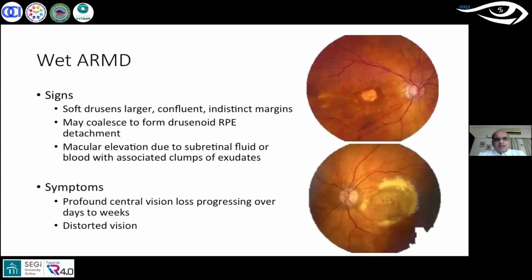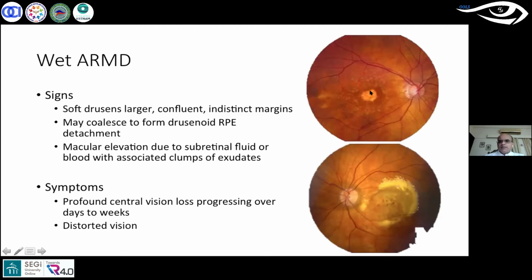Wet ARMD comes in about 20% of the patients, and the patients usually may show soft drusens, which are larger, confluent, with irregular margins. They may coalesce to form drusenoid RPE detachments. There may be macular elevation on clinical examination due to either subretinal fluid or blood associated with clumps of exudates.